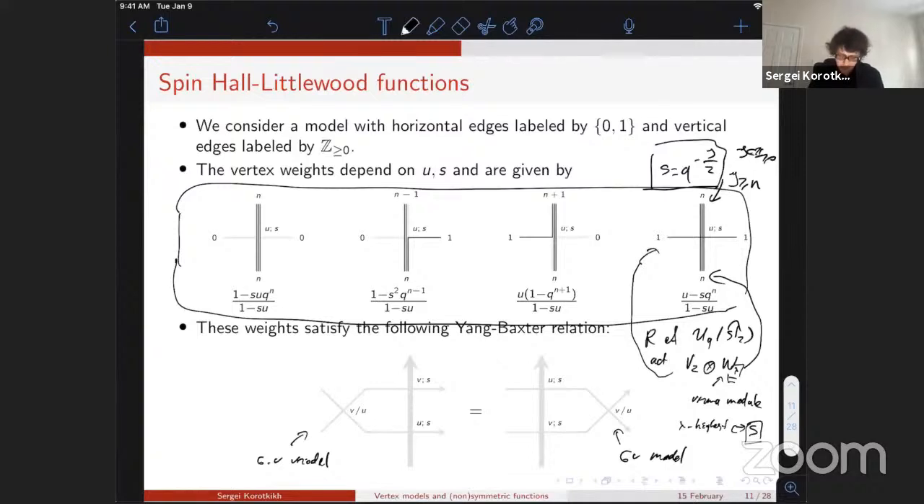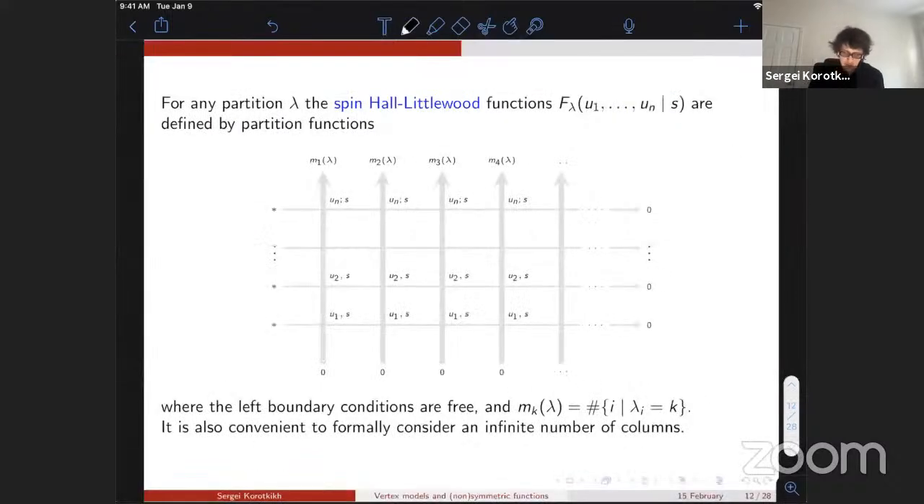Having set up this vertex space satisfying the Yang-Baxter equation, we now consider the following vertex model. Here, similarly to the Schur case, we have several rows and an arbitrary number of columns. On the bottom we have zero, as well as on the right, while from the left we have free boundary condition. The top boundary condition accounts for a partition, which will correspond to the partition of my Hall-Littlewood function. All my vertex weights are the vertex weights I depicted on the previous slide. All of them will have the same spin parameter, while the weights on the first row will have spectral parameter U1, on the second row spectral parameter U2, and so on.